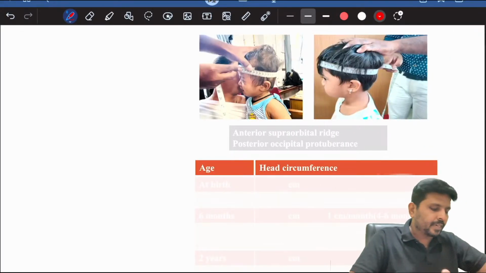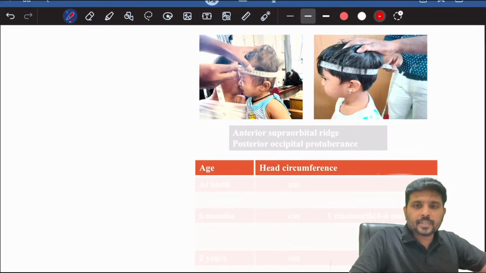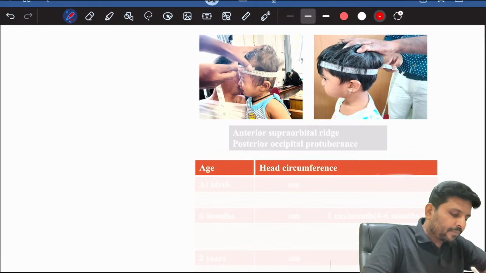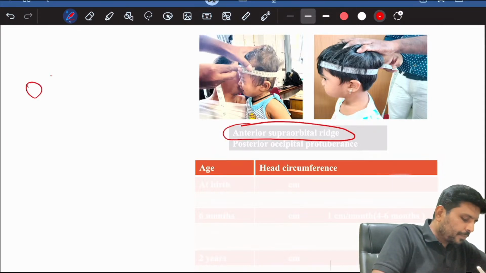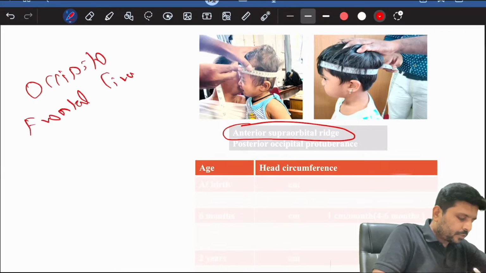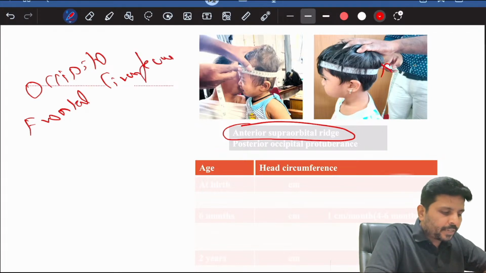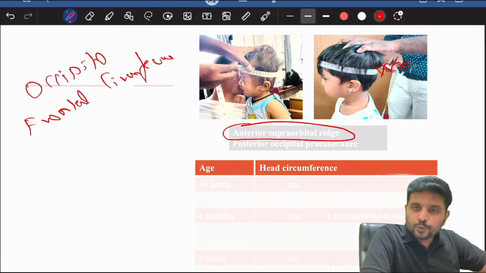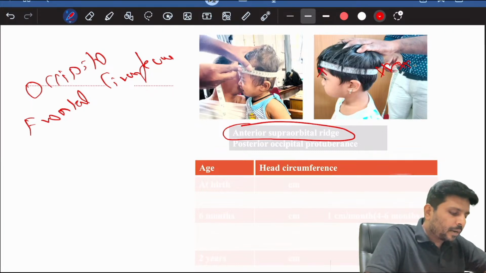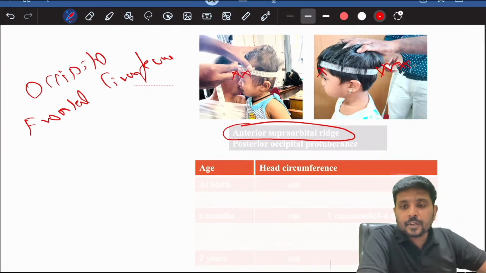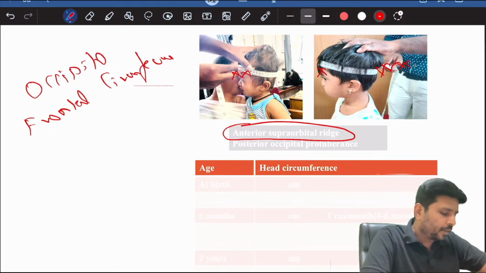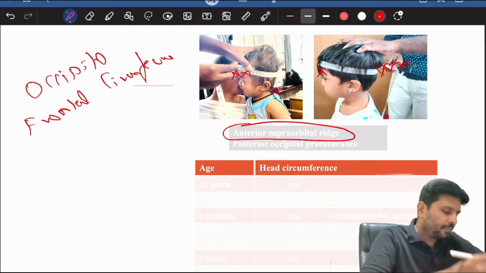Now comes the head circumference. So what is this head circumference called? The head circumference is otherwise known as the occipitofrontal circumference. So you need to measure by covering the occiput posteriorly and the supraorbital margin anteriorly. This is called the occipitofrontal circumference.